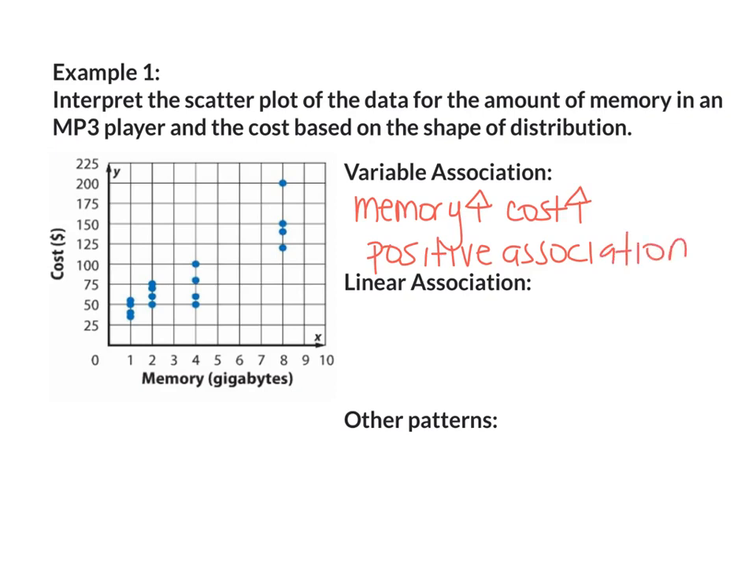Now, linear association, I also notice that the data appears to lie close to a line, so the association is linear. Other patterns. There appears to be a cluster of data. 1 to 2 gigabytes of memory cost between $30 and $75. There does not appear to be an outlier. So I have a cluster of data with no outlier.